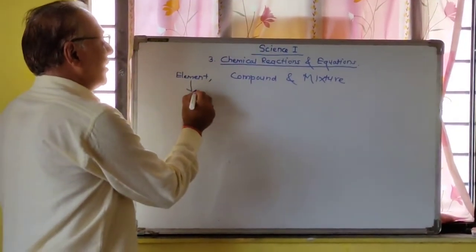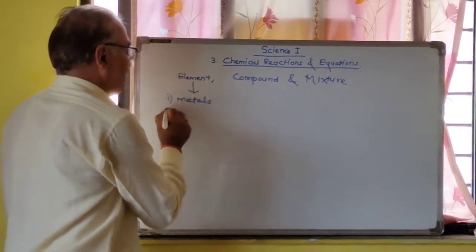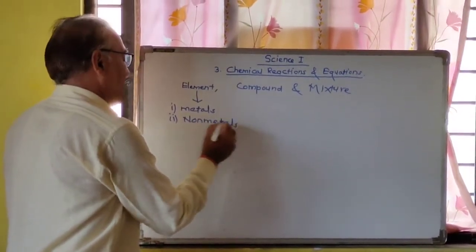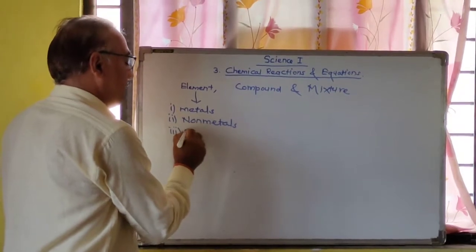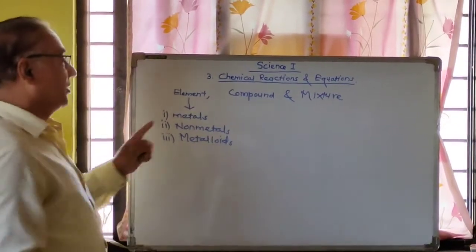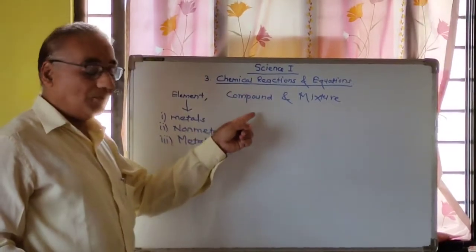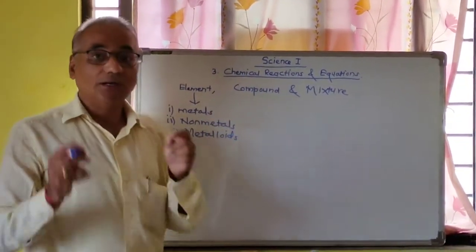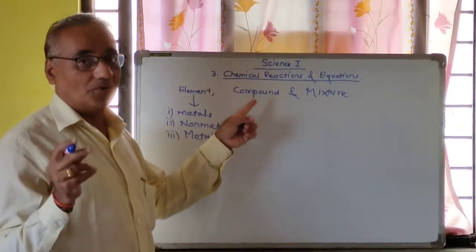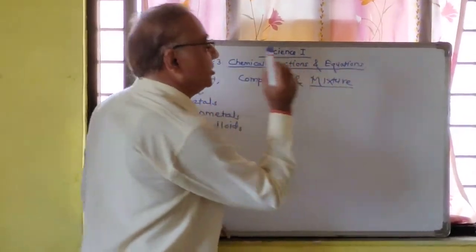Elements are divided into three categories: metals, non-metals and metalloids. A compound is formed due to the definite proportion of different elements, and the properties of a compound are different from its elements. Here we are not going to learn about what a mixture is.